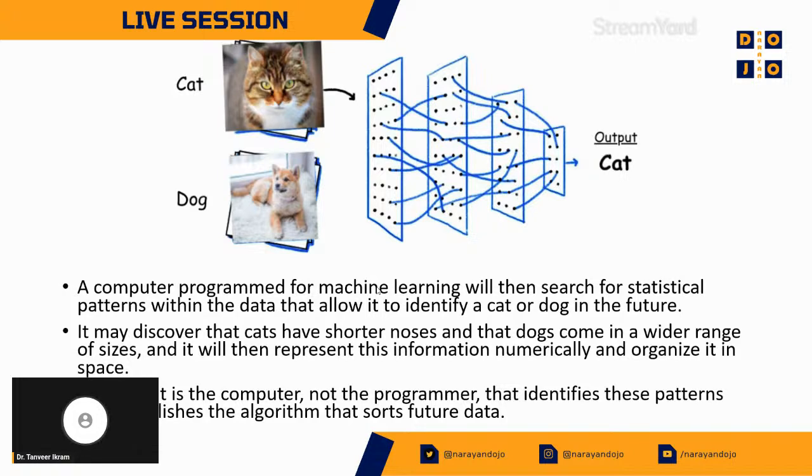And it can also see that the sizes of the dogs are a little bit bigger than the cats. Crucially, it is the computer, not the programmer, that identifies these patterns and establishes the algorithm that sorts future data. So here, we are not doing the programming; it is the computer which is identifying the difference between a cat and a dog.